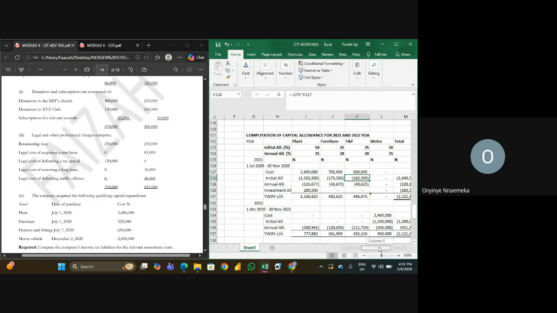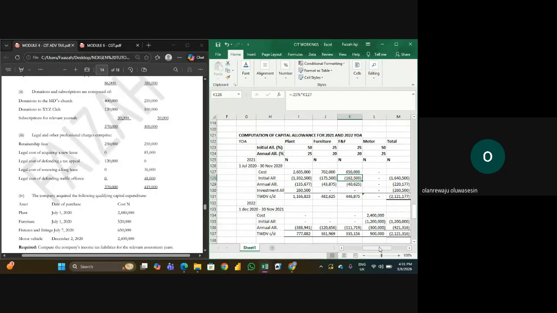We just want to start with the CIT. I know this 2022 annual allowance. I don't really understand how you got these figures. So we use the formula tax written down value divided by the remaining economic useful life. That's the second formula. So this is your tax written down value. How do you get your economic useful life? You do 100 divided by the annual allowance percentage. For plants, the annual allowance percentage is 25%.